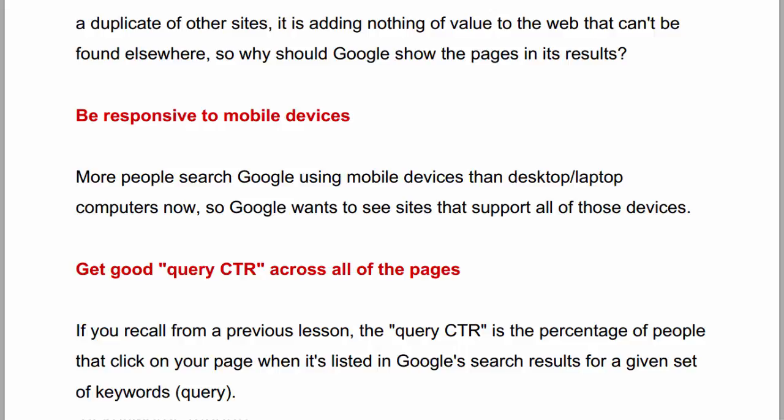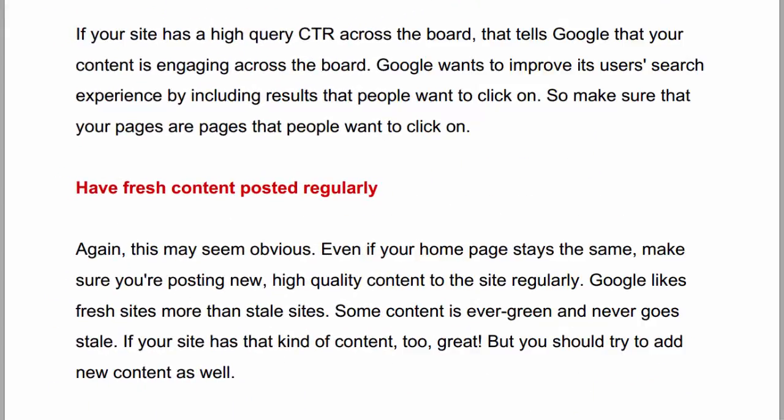Number 3. Get good query CTR across all of the pages. If you recall from a previous lesson, the query CTR is the percentage of people that click on your page when it's listed in Google search results for a given set of keywords, or query. If your site has a high query CTR across the board, that tells Google that your content is engaging across the board. Google wants to improve its user search experience by including results that people want to click on. So make sure that your pages are pages that people want to click on.